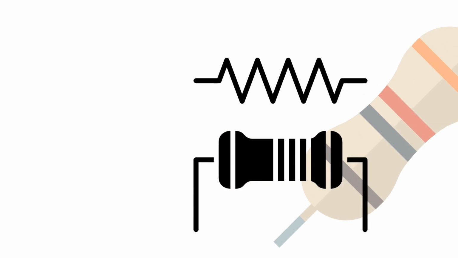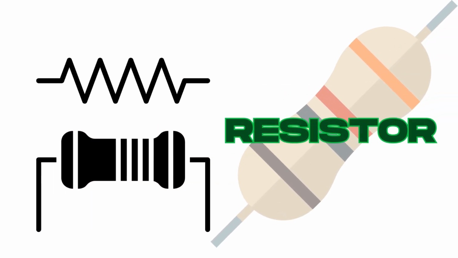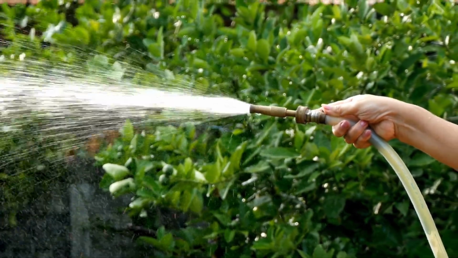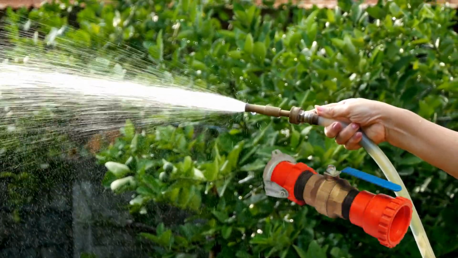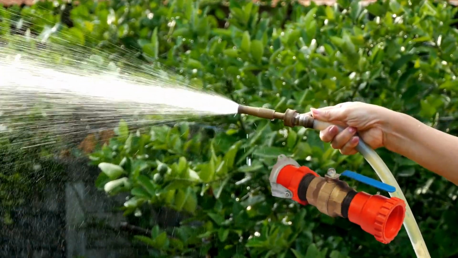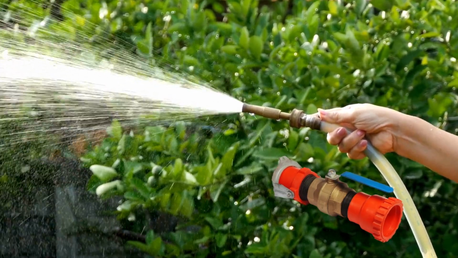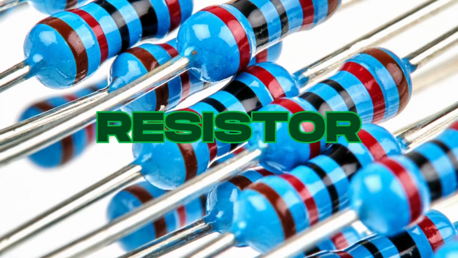First up, resistors. These are probably the most common components you will find. A resistor's job is very simple. It limits or controls the amount of current flowing through a circuit. Why is that important? Well, imagine you are sending water to a garden. Without a flow restrictor, the water might come out too fast and destroy your plants. Resistors do the same thing for electricity.